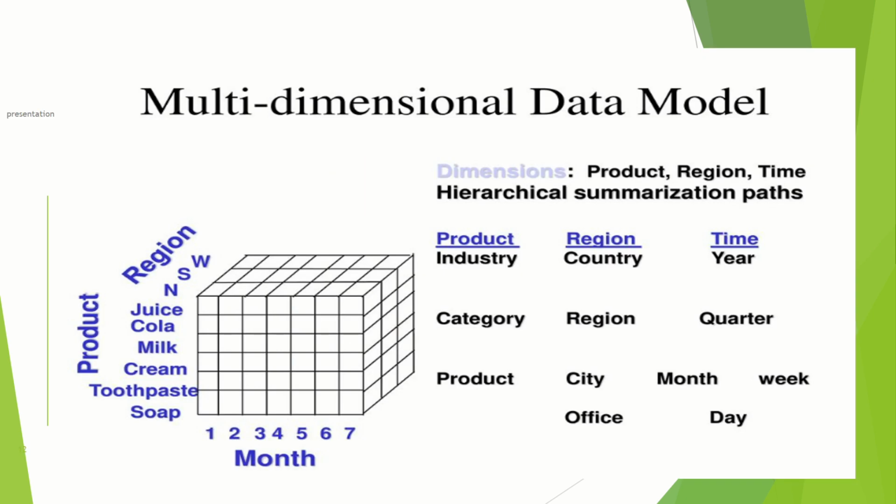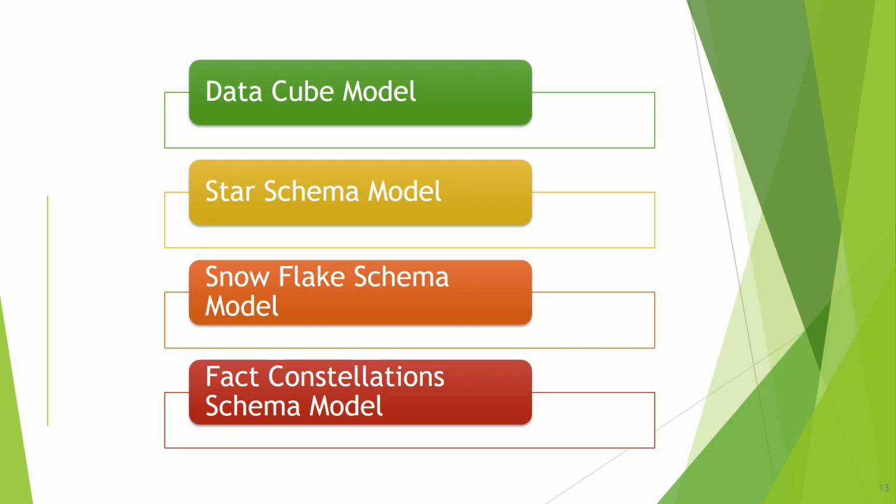This is a simple diagram of the multidimensional data model. Dimensions are product, region, and time, with hierarchical summarization paths. And these are the types of data models: data cube model, star schema model, snowflake schema model, and fact constellations schema model.